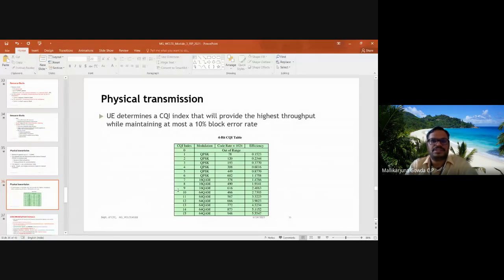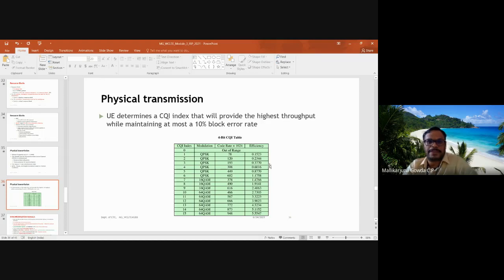And with respect to the physical transmission of these resource blocks, the user equipment will be determining the channel quality index, that is CQI, channel quality indicator. So that CQI index will provide the highest throughput while maintaining at most 10% block error rate. Here, for different values of CQI index, it is given what type of modulation is used, what is the code rate, and what is the efficiency.